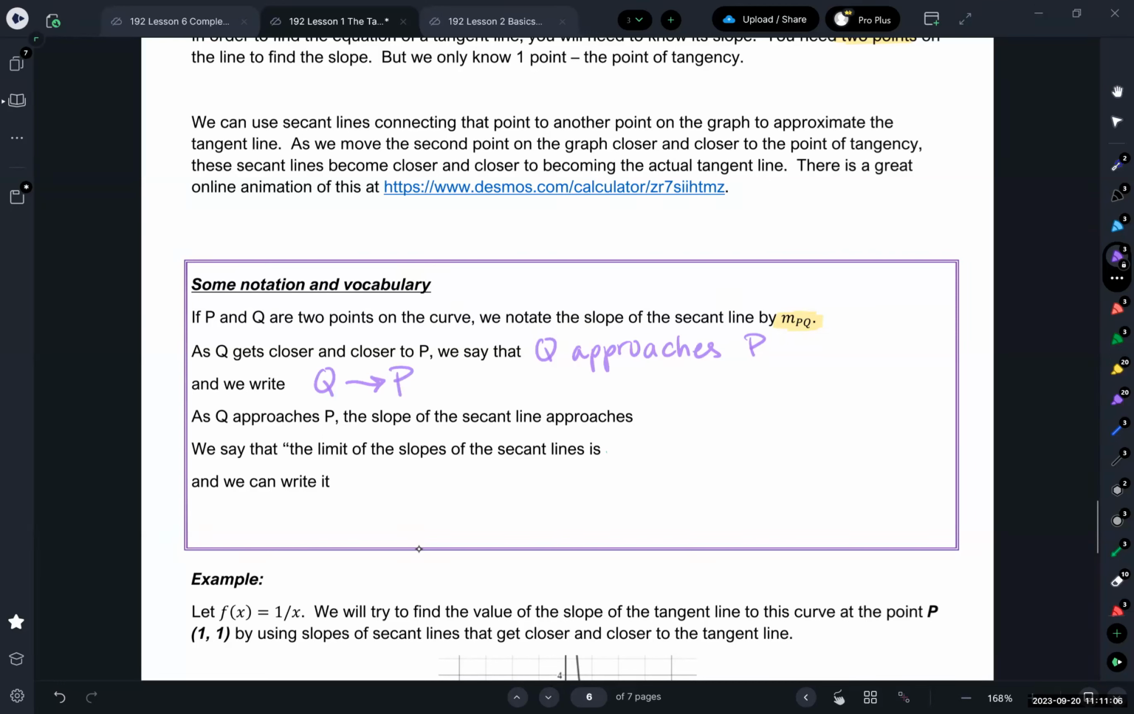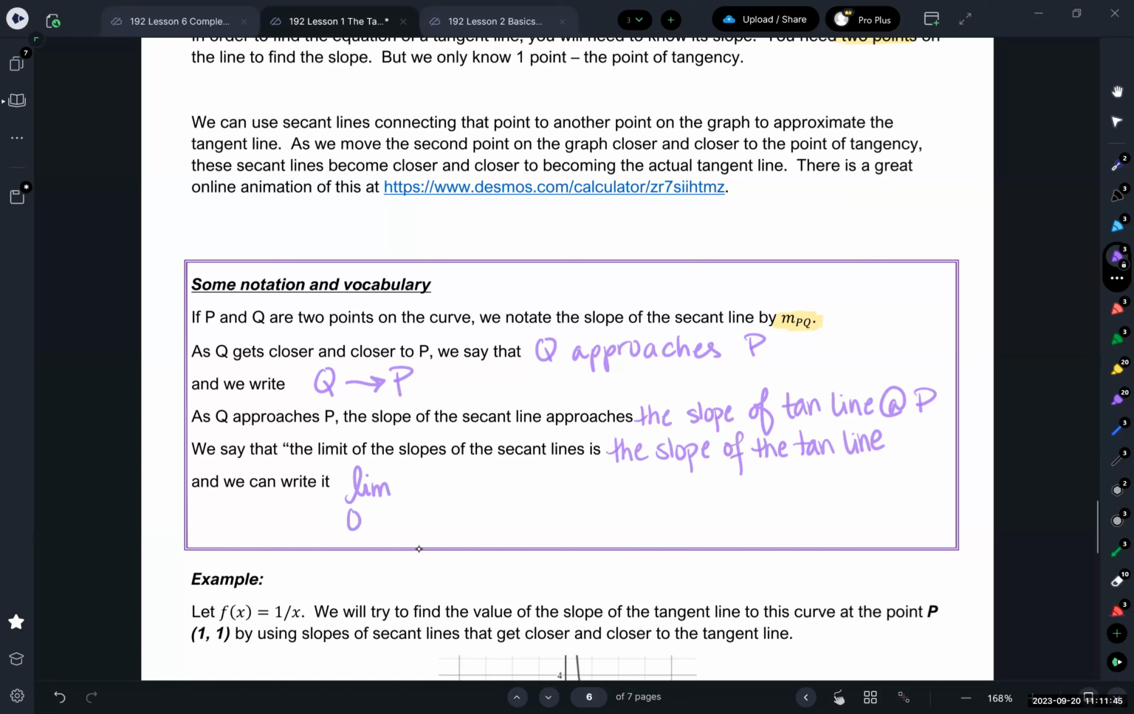And as Q approaches P, the slope of the secant line approaches the slope of the tangent line. I'm just going to write tan line at P. And so that means that what we're introducing is this idea of a limit. We say that the limit of the slopes of the secant lines is the slope of the tangent line. And we write it with this notation.